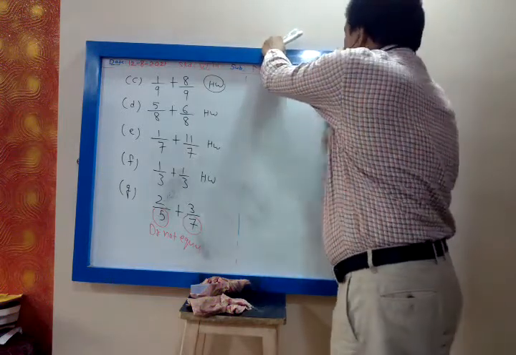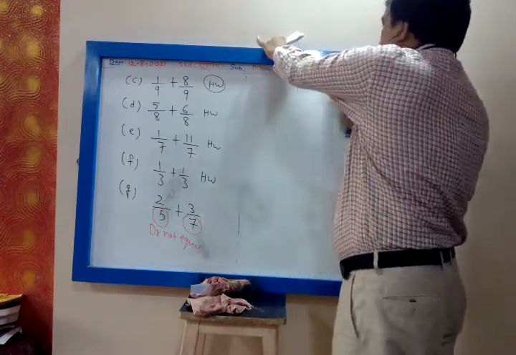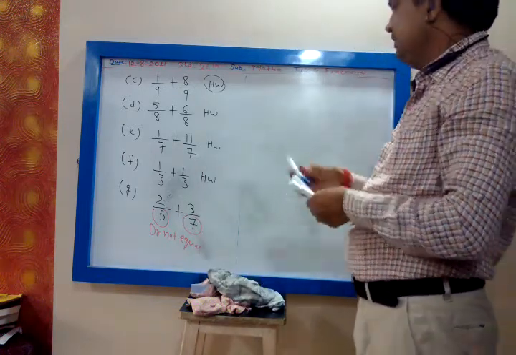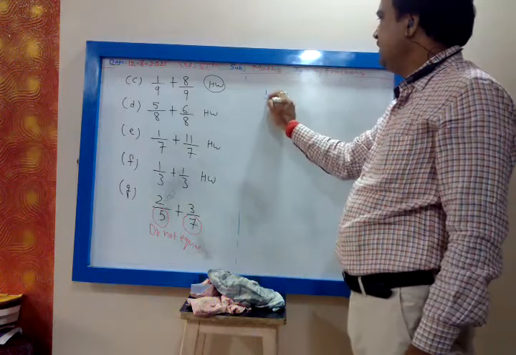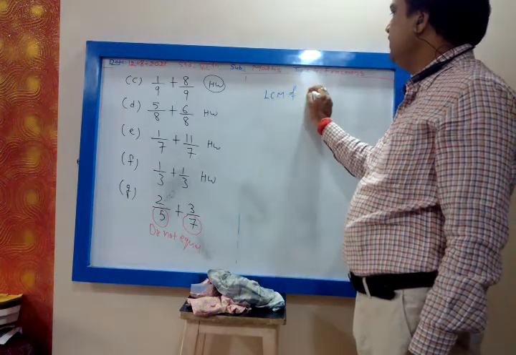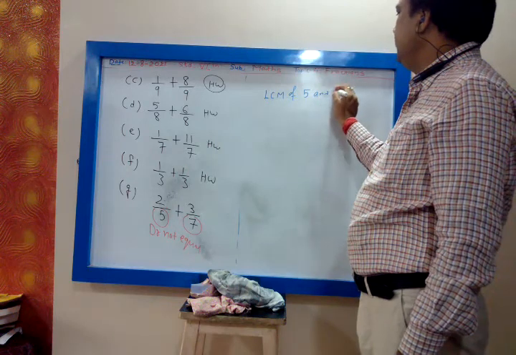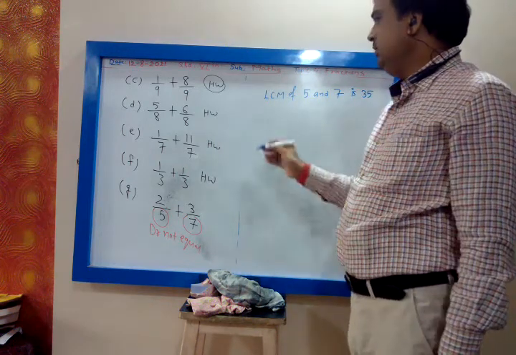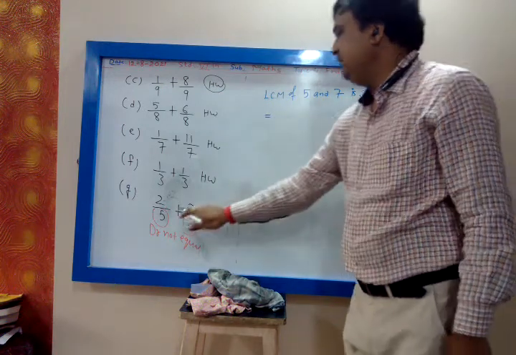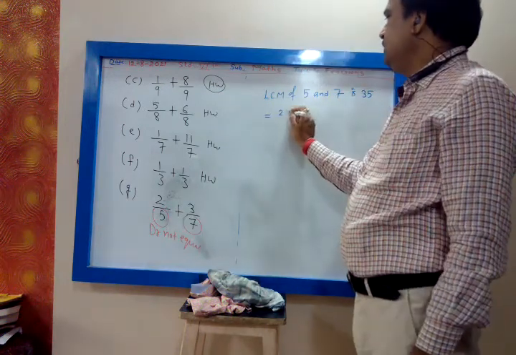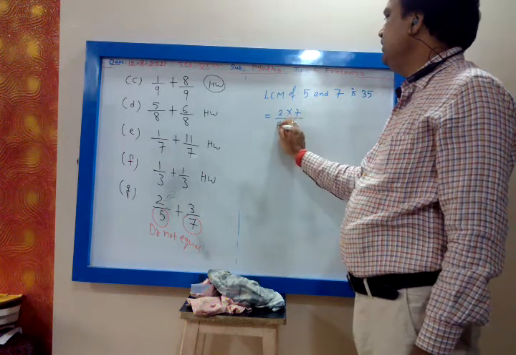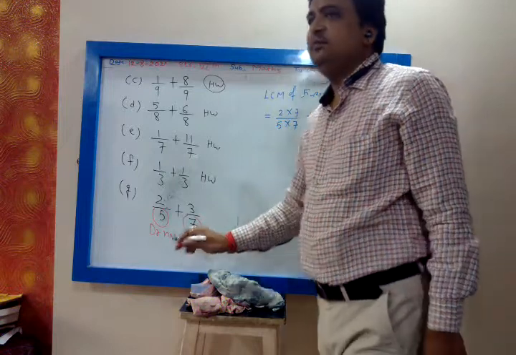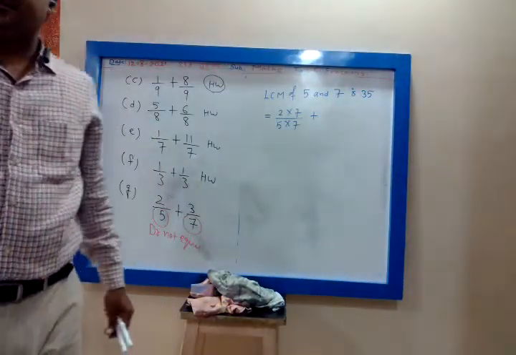Whenever denominators are equal, no problem. But when denominators are not equal, we have to take LCM of denominators. So we take LCM of 5 and 7. LCM of 5 and 7 is 35. So make denominator equal: multiply 5 by 7. So 2 into 7 upon 5 into 7, then plus sign. Now this is 7. You have to make denominator 35.